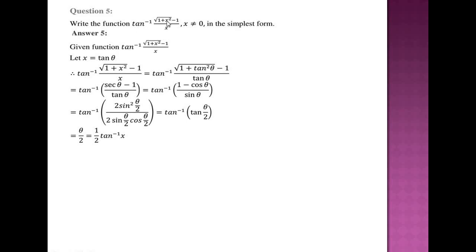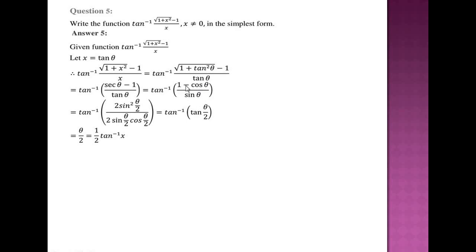The moment I take x as tan theta, so under root 1 plus tan square theta becomes sec square theta. Am I right? So you know that sec square theta and root will get cancelled. It will become sec theta minus 1, and obviously you have taken x as tan theta. Now you can simplify this further. Sec theta is nothing but 1 by cos theta minus 1. Tan theta can be written as sin theta by cos theta. So cos theta will get cancelled. So in the numerator you will be left with 1 minus cos theta upon sin theta.